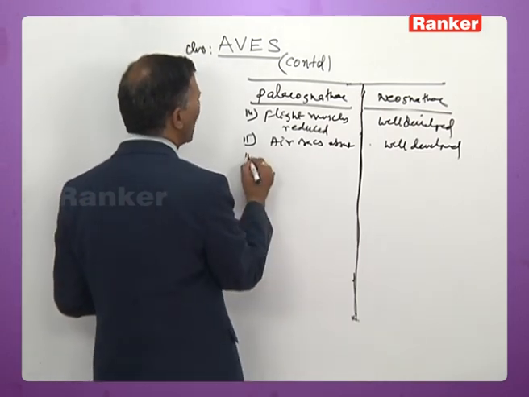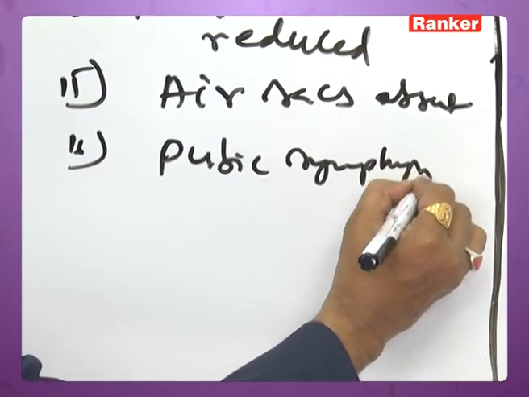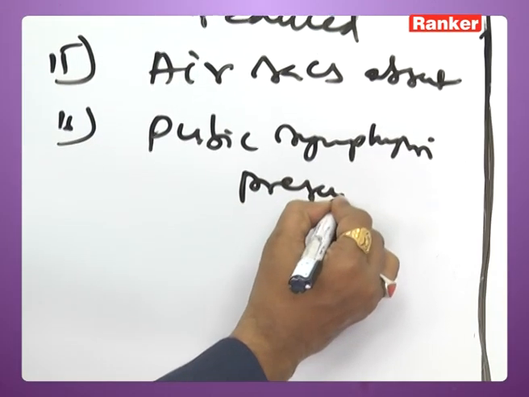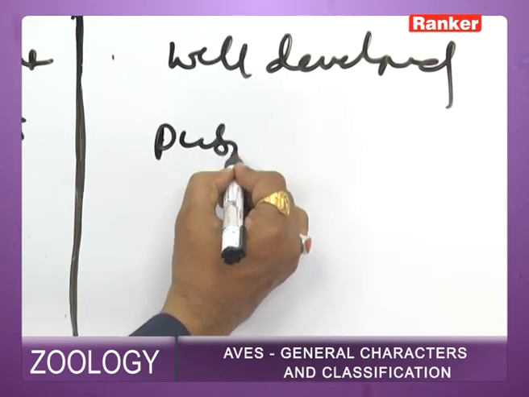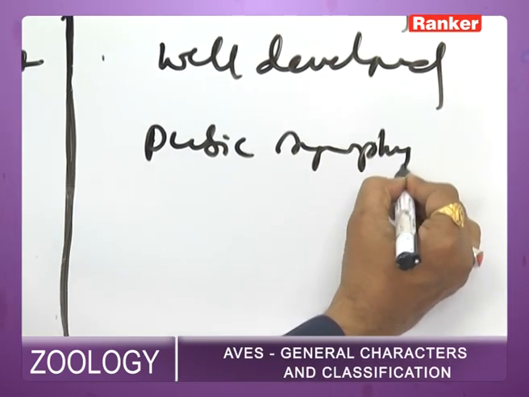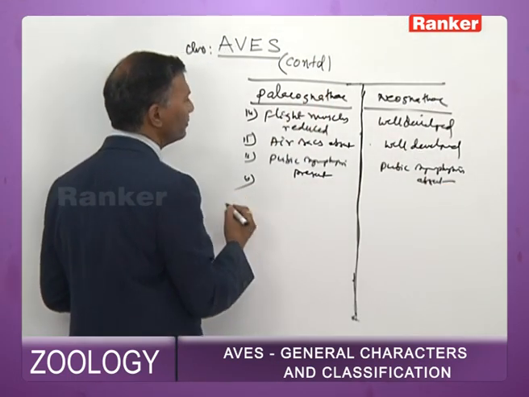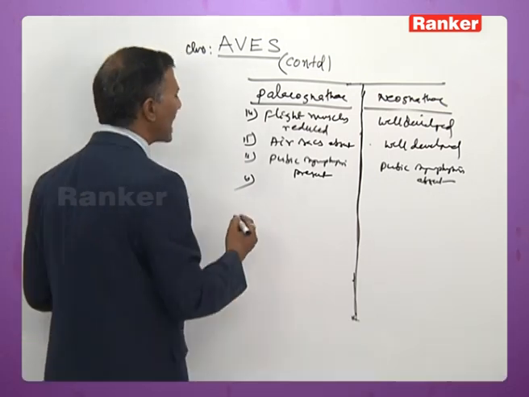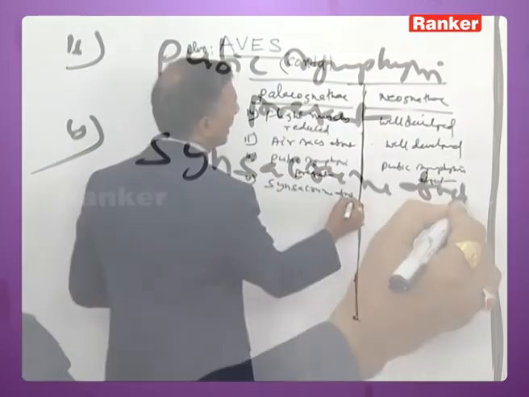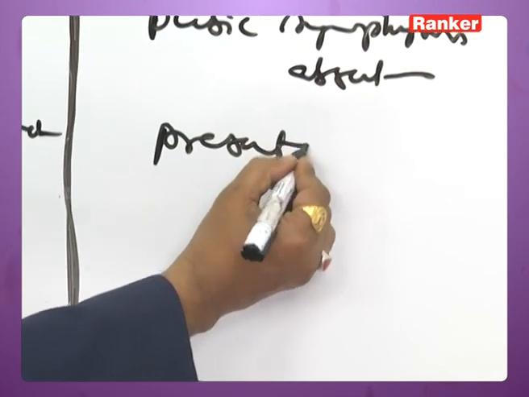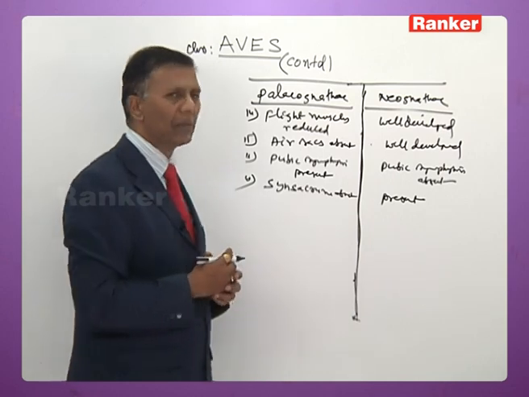In flight birds, pubic symphysis is present, whereas in flightless birds pubic symphysis is absent. The next one: in flightless birds the synsacrum is absent, whereas in flight birds it is present. This is where you differentiate between flight birds and flightless birds.